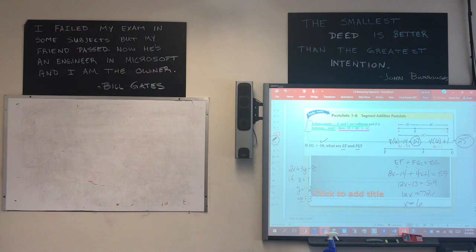But that's an introduction to the segment addition postulate. It's an introduction to finding distances. Now that's kind of a basic segment addition postulate. We can add multiple things. Okay, so it doesn't just have to be 2 segments. We can do something like this.